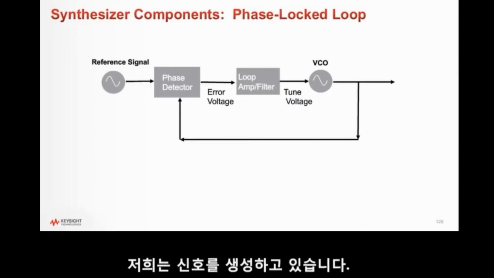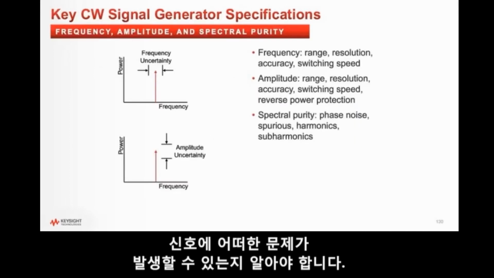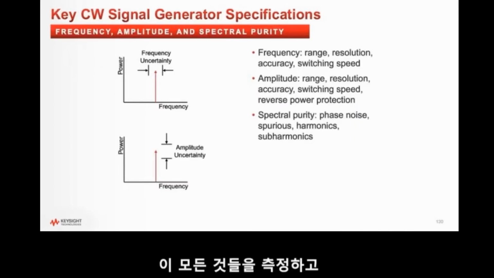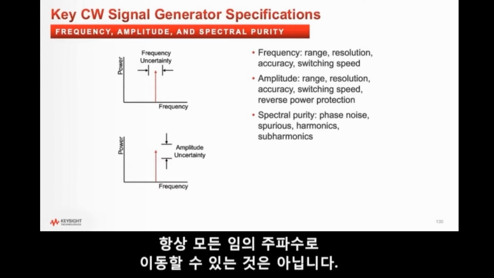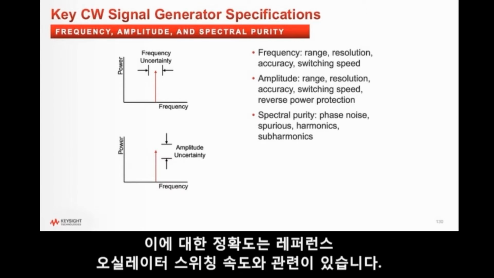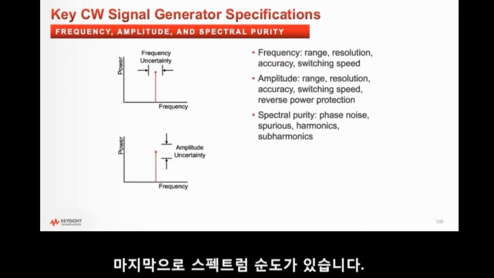So we're generating a signal. You need to know what can go wrong with that signal. So nothing's ever perfect. We have all these things that can be measured, that can be quantized. Your frequency, you've got a finite bandwidth, you've got a finite range that you can generate in. You've got a finite resolution that you can tune to. You can't go to any arbitrary frequency always. How accurate that is, that kind of comes back to our reference oscillator. Switching speed. You've got a lot of the same things with amplitude. And then finally, you've got spectral purity.